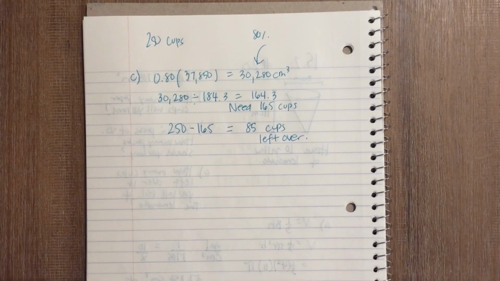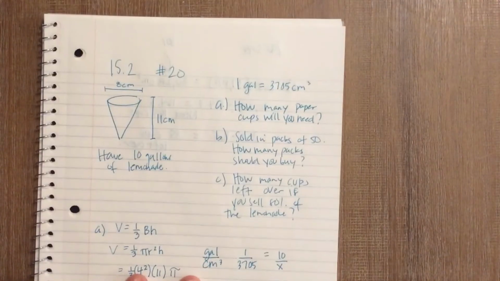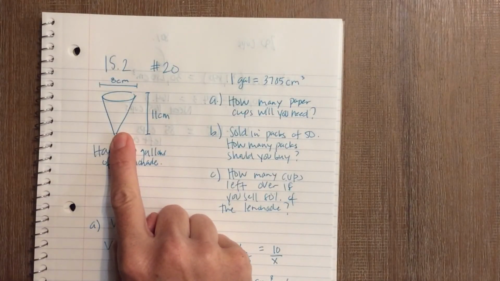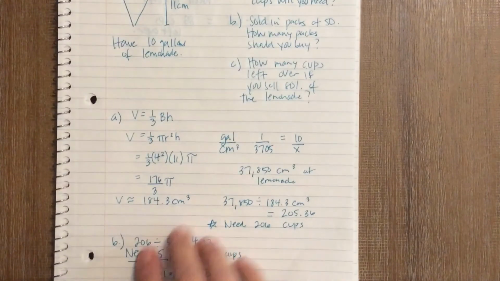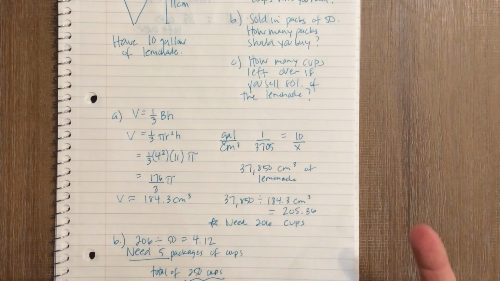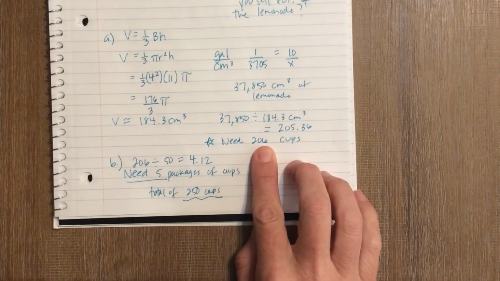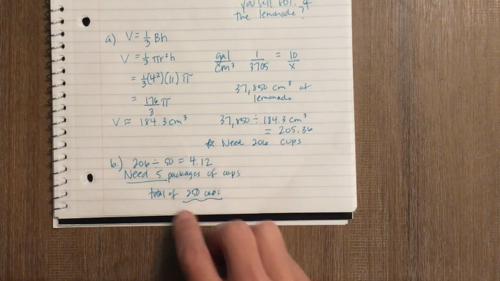Okay, another multi-step problem. Let's go back and look at it. Here's our cup. We want to know how many of these we needed. Okay, so we find the volume of the cup. We have 10 gallons of lemonade, so that means we need about 206 cups. Okay, cups only come in packages of 50, so we needed 5 packages, which gives us 250 cups total. Then we didn't sell all 10 gallons, right? We only sold 80% of the lemonade.